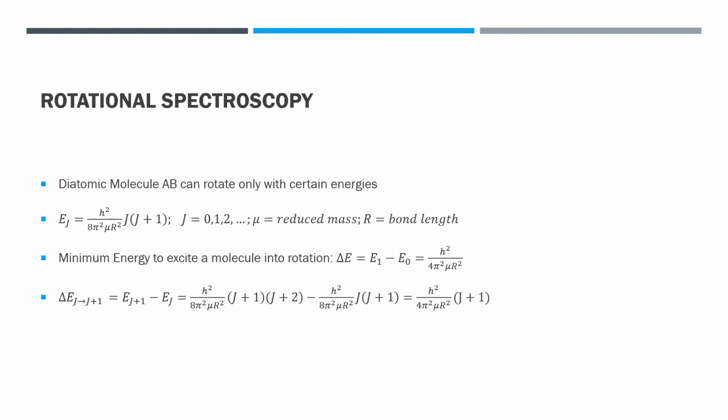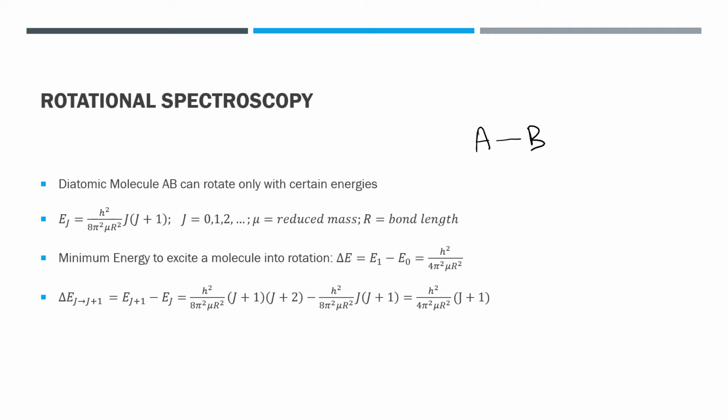Now I want to talk about rotational spectroscopy, and say we have a diatomic molecule, AB. This molecule can only rotate with certain quantized energy. This is the same sort of theme we're going with. Just like how there's only certain vibrational energy levels, and only certain electronic energy levels, again, with the rotation, there's only certain rotational energy levels. And what are the rotational energy levels given by?